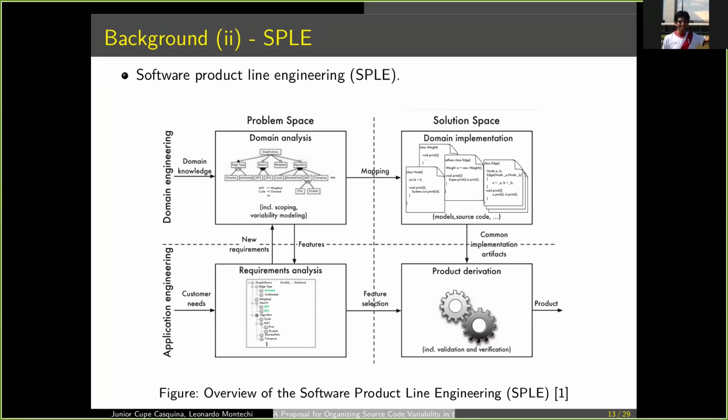We need to highlight here the feature model, that is a variability model, because it is used to generate the feature branching graph that is proposed in this work, along with the proposal.